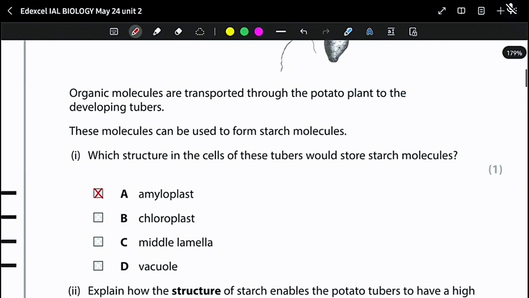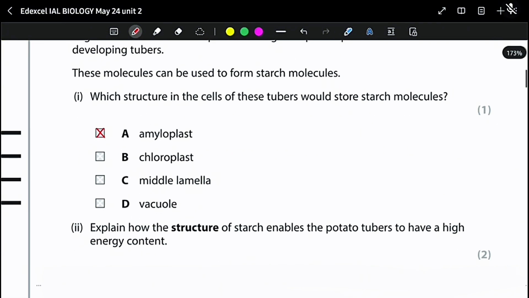Chloroplasts are not found in the tuber cells below the surface of the soil. Next question.